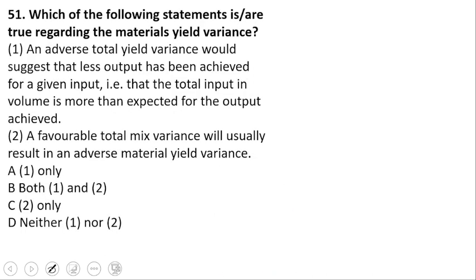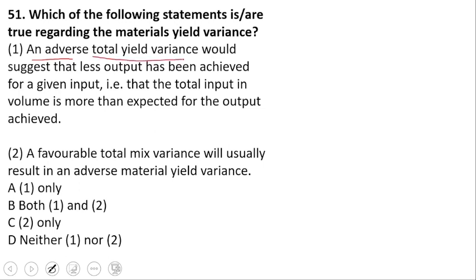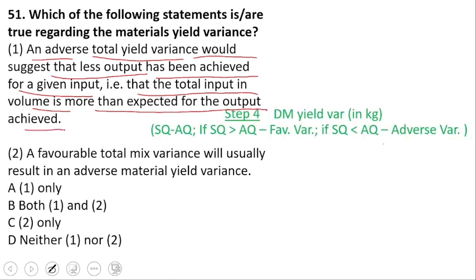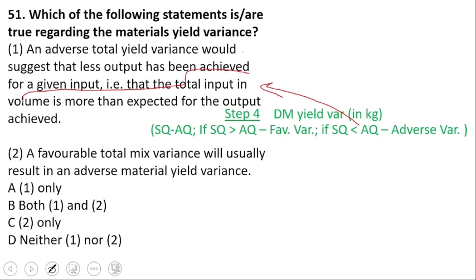Which of the following statements is or are true regarding the material yield variance? An adverse total yield variance would suggest that less output has been achieved for a given input. That is, the total input in volume is more than expected for the output achieved. We have seen that in step 4, adverse yield variance results when the actual quantity exceeds the standard quantity. So that's what they have mentioned here. The total input in volume.